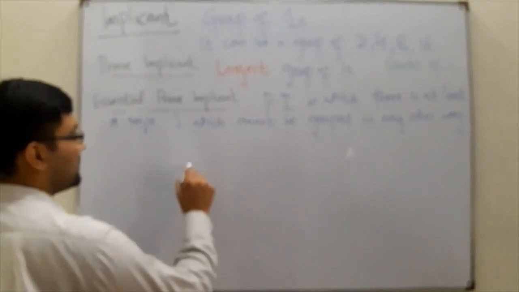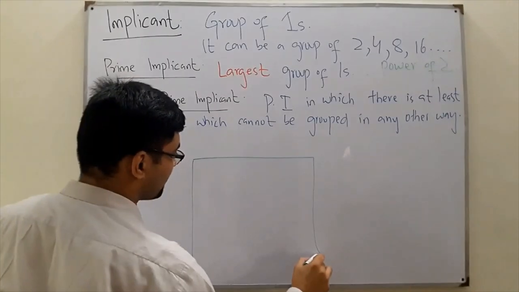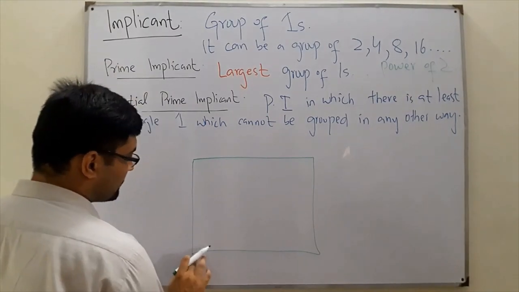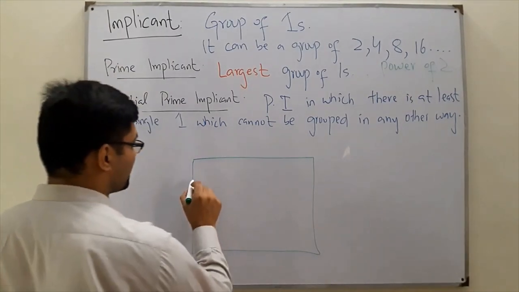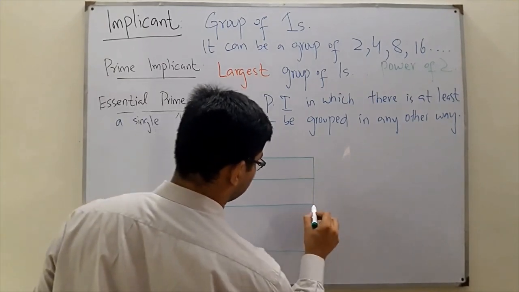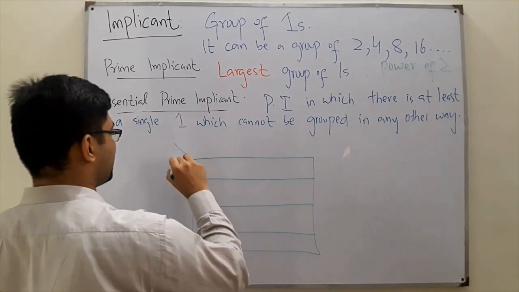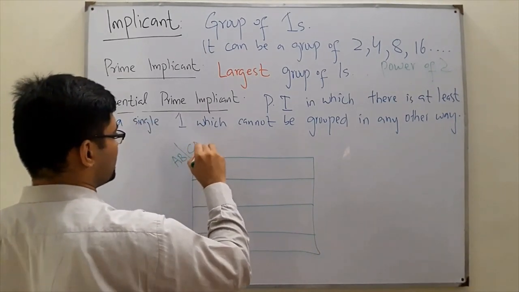Let's say we have a four variable K-map. We have not studied this. We study this in the next lecture. This is a four variable K-map, but here we have an example. Let's say this is A, B, this is C, D.